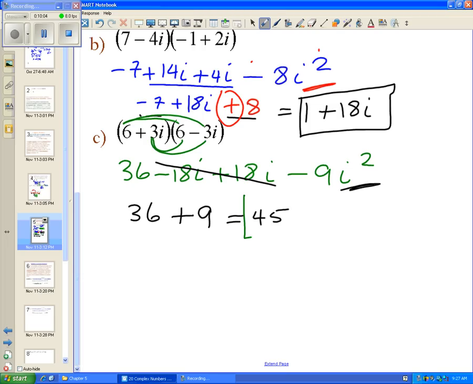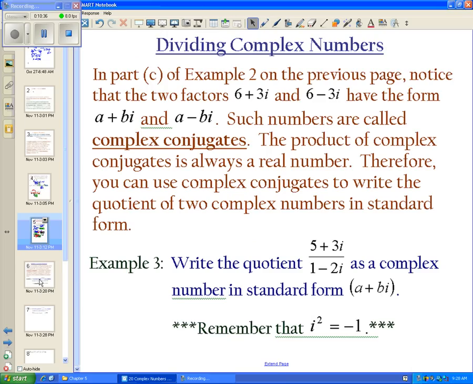I multiplied two complex numbers, and I came up with a real number. That's huge. That's what a complex conjugate does for me. I'm able to multiply two complex numbers and come up with only the real part. It's a neat thing, and again, it's all because the i squared times the negative 9 gives me the positive 9, and the middle terms cancel out. Let's talk about this conjugate thing in the next part.